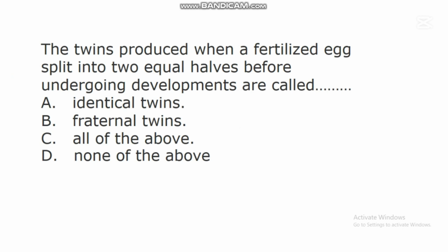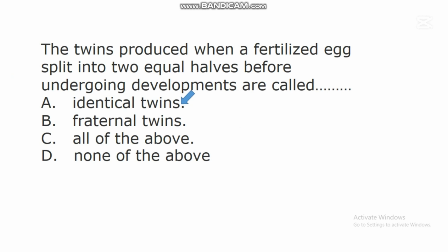The first question says, the twins produced when a fertilized egg splits into two equal halves before undergoing development are called dash. A. Identical twins. B. Fraternal twins. C. All of the above. D. None of the above. In this question, the correct answer is A.